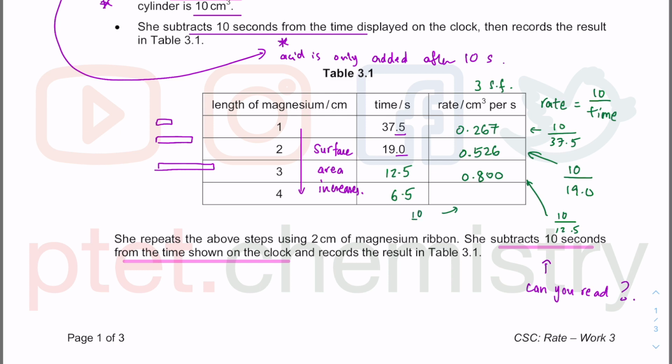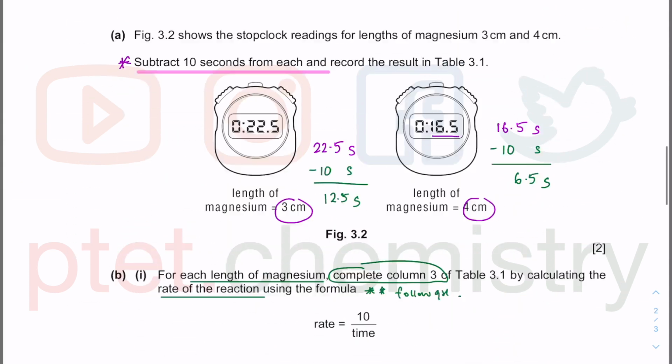Last one then, 10 divided by 6.5. And I get 1.538. 3 significant figures, number 1, number 2, number 3. Look at the fourth one, greater than or equal to 5. This becomes 1.54. Okay, so 1.54 there. What we could see is the rate increases as the surface area increases, the rate of reaction increases there.